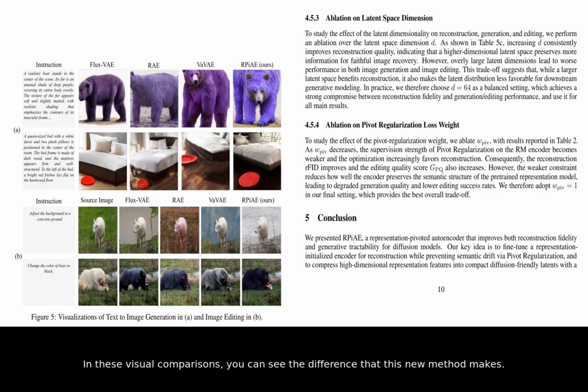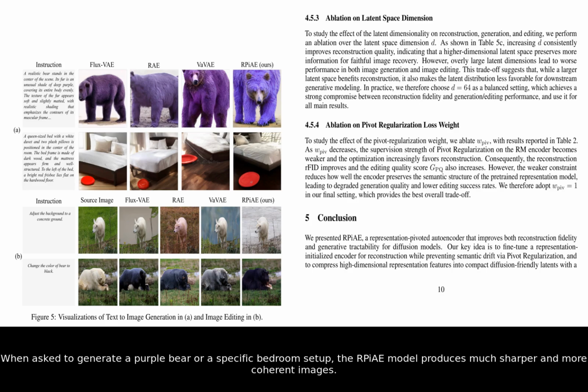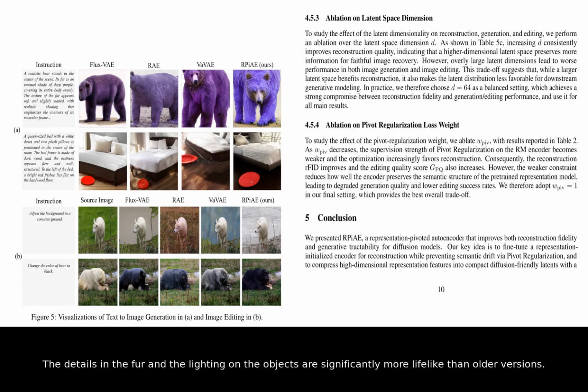In these visual comparisons, you can see the difference that this new method makes. When asked to generate a purple bear or a specific bedroom setup, the RPiAE model produces much sharper and more coherent images. The details in the fur and the lighting on the objects are significantly more lifelike than older versions.